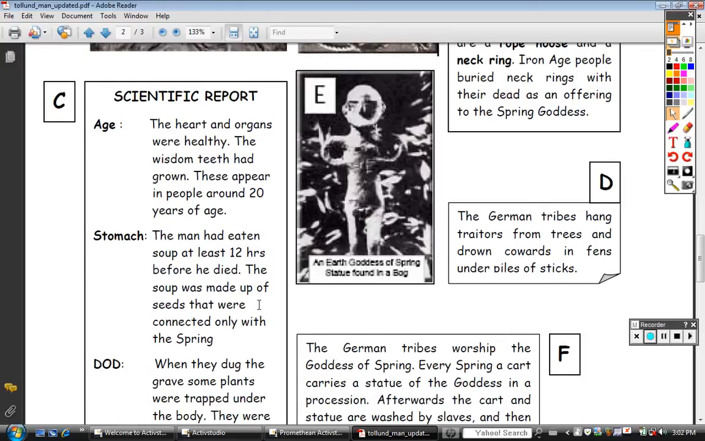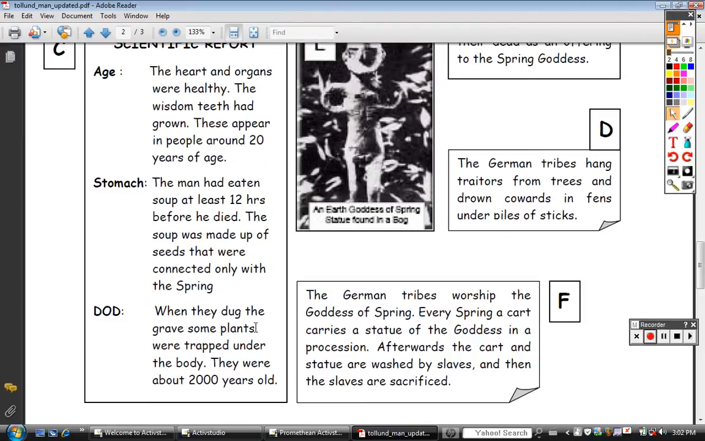When they dissected his stomach, they realized that he had eaten soup at least 12 hours before he died, and the soup had been made out of seeds. Certainly this was connected with springtime. When they dug the grave, they found some plants trapped under the body, and these plants were dated to be over 2,000 years old.